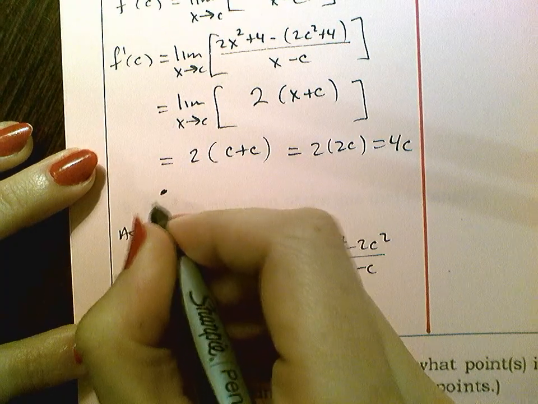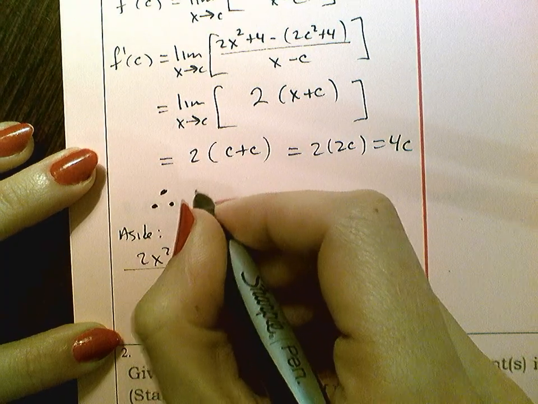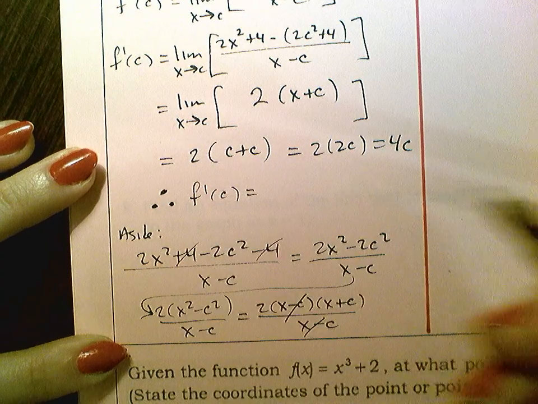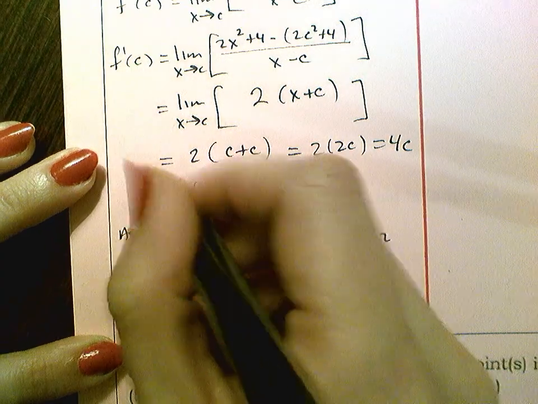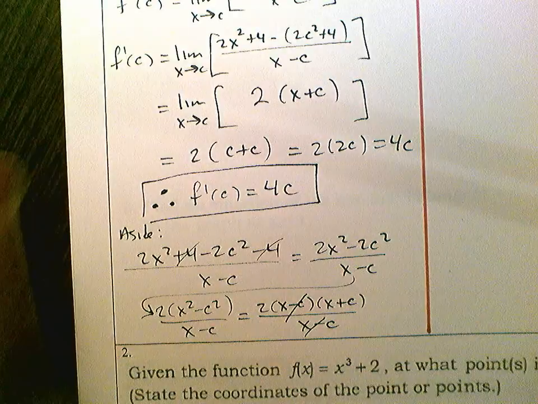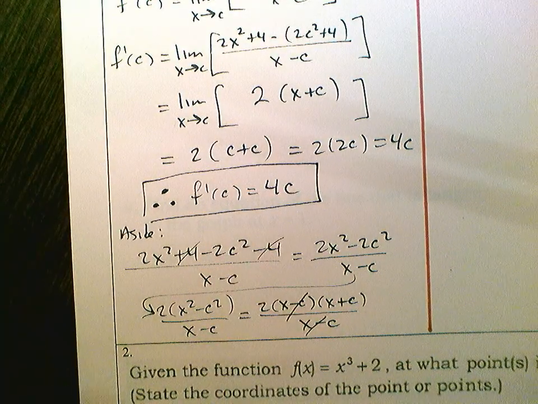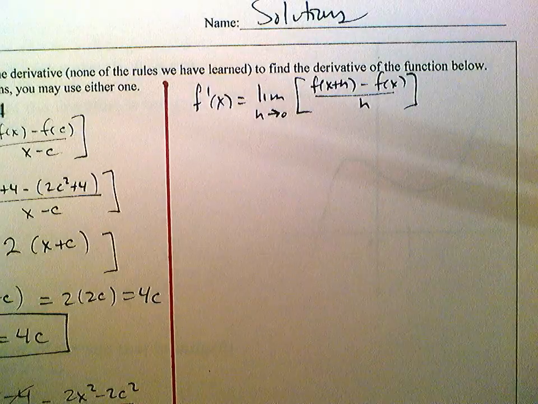And then maybe I'll just go like this. Therefore, f prime of c equals 4c. And at the end, when you do the therefore, you could switch to x's. All right, now I'll do this one.